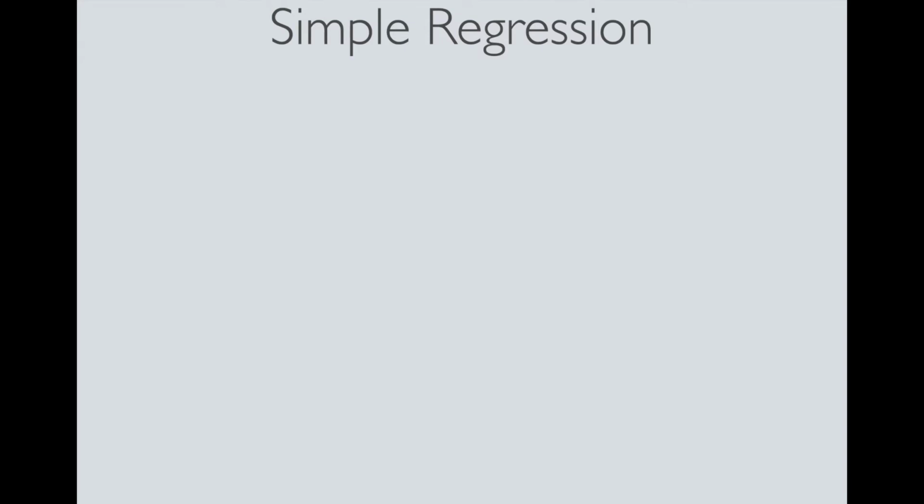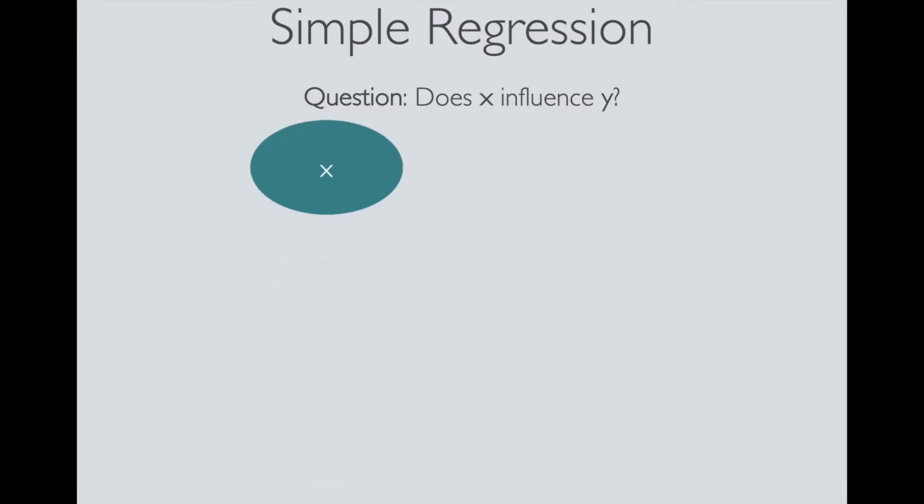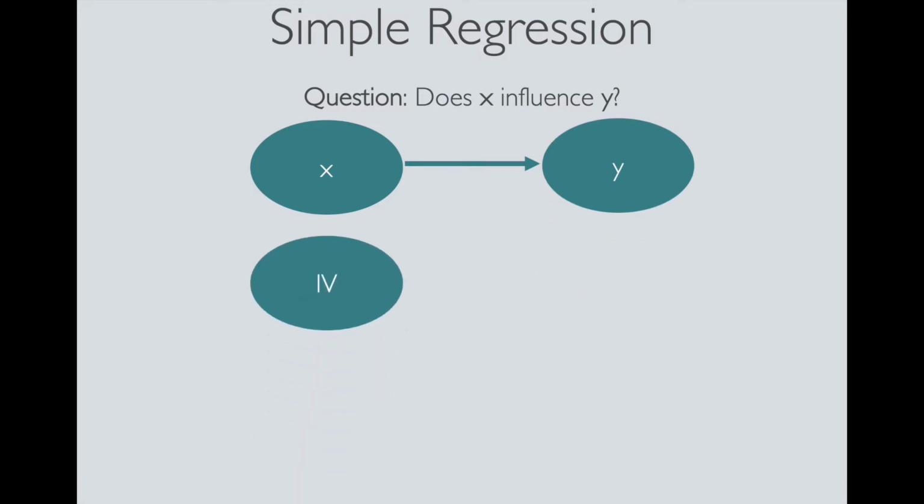A regression analysis starts with a research question. In simple regression, the generic question is, does X influence Y? Here is a graphical representation of that question. X is the independent variable. It's also called the predictor, indicator, or sometimes explanatory variable. Y is the dependent variable, sometimes called the criterion variable or outcome variable.